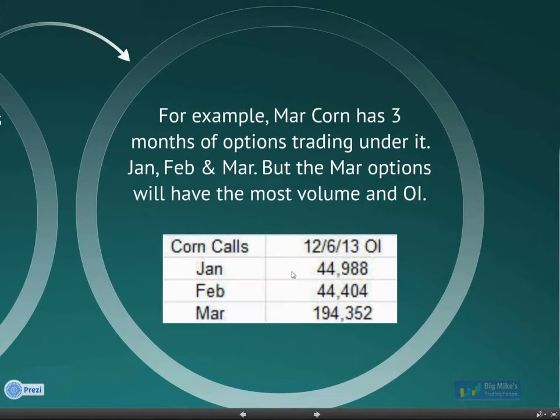Last Friday, on corn calls, January had 44,988 open interest. February is 44,000. But as you can see, March, which is 3 months out, has 5 times as much open interest on the March calls as there was on January and February. So to get your best volume and your best fills, it's best to go with the month of the futures they're trading at when you're doing the options.